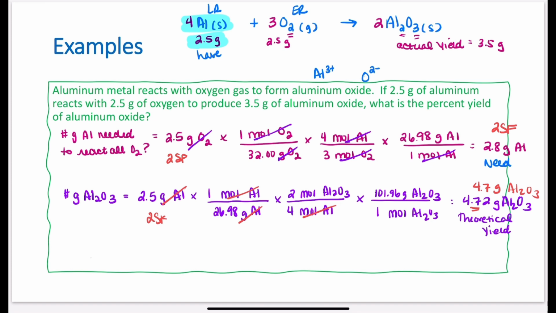Your percent yield is equal to your actual yield over your theoretical yield times 100%. My actual yield here is 3.5 grams. My theoretical yield is 4.7 grams. I multiply that by 100% to get into percent form, and I get a final answer here of 74%. So based on these reaction conditions, if I actually got an actual yield of 3.5 grams, my percent yield would be 74%.